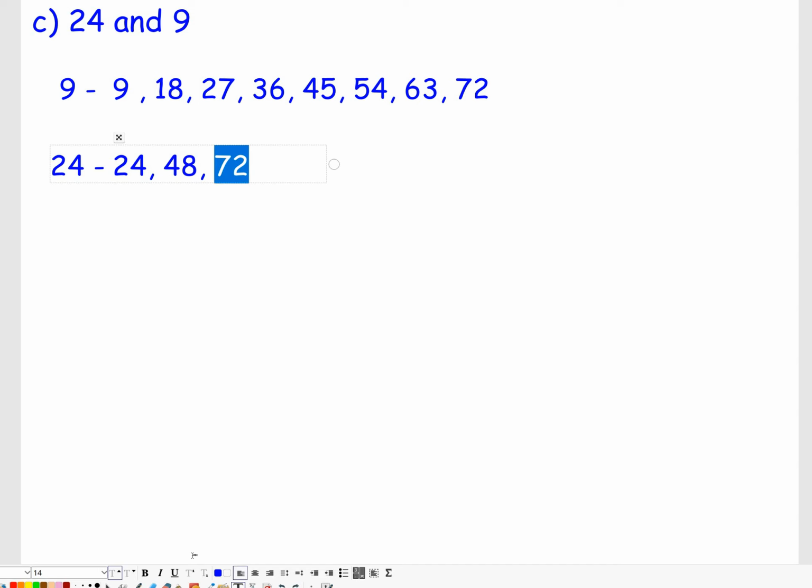Well, we can see now we've got a number that is the same in both lists. So the LCM of 24 and 9, the first number that we come to in both times tables, is 72. So the LCM equals 72. If they asked you for the LCM of 3 numbers, well, we would just do a third list, but the number would have to be the same in all 3 lists.